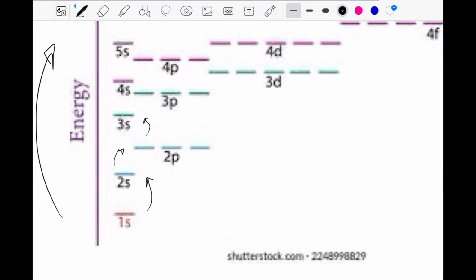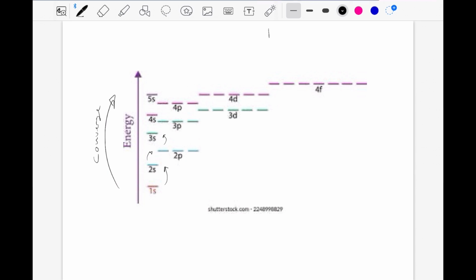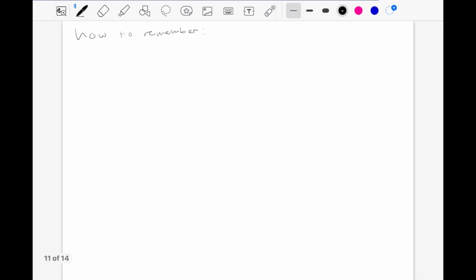So 1s is lower than 2s, lower than 2p, and this comes from the fact that 1 is less than 2, is less than 3, is less than 4 in the main energy levels, and s is less energetic than p, is less energetic than d, is less energetic than f. But when you put them together, you see that 4s is actually less energetic than 3d, or 5s is less energetic than 4d. So we fill up 4s before we fill up 3d. Let's take a quick look at how to remember that.